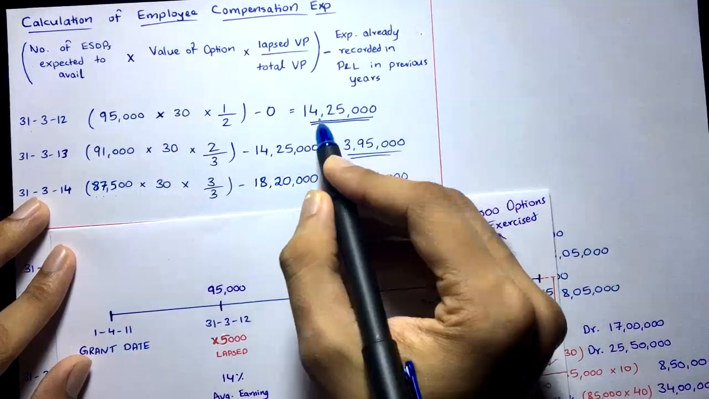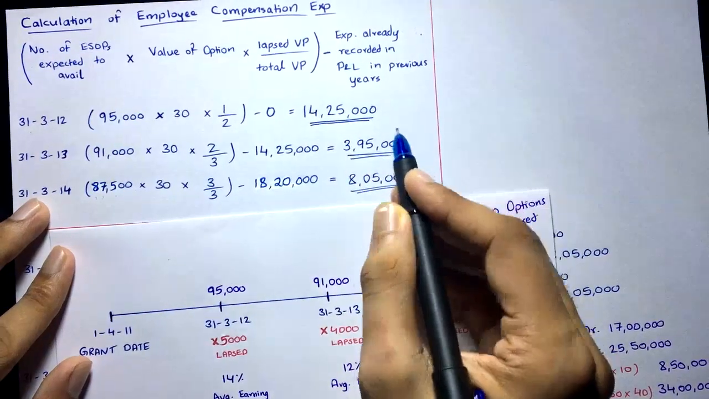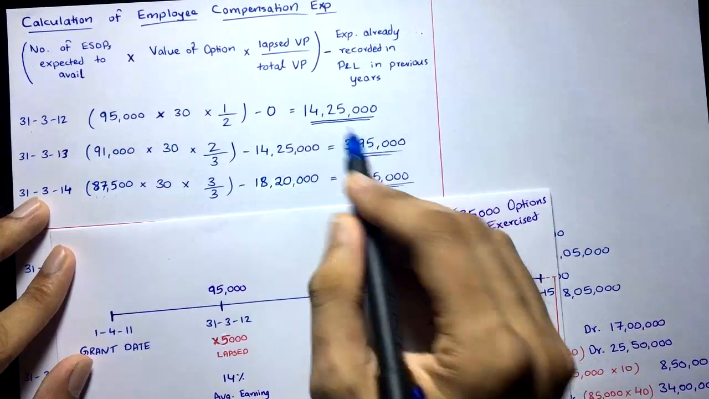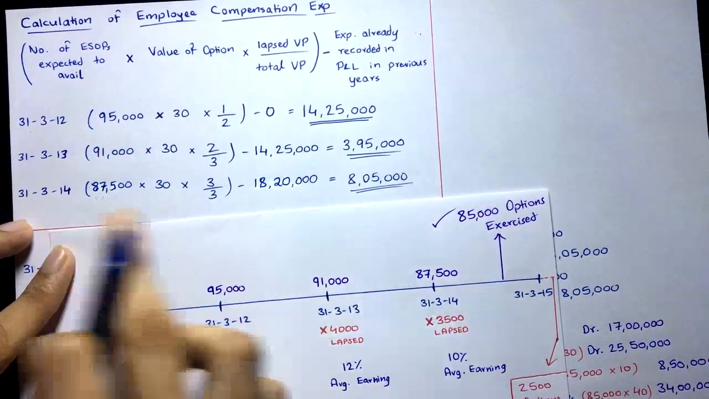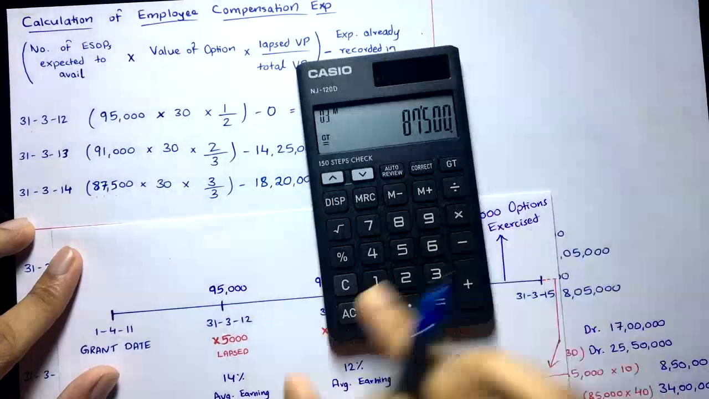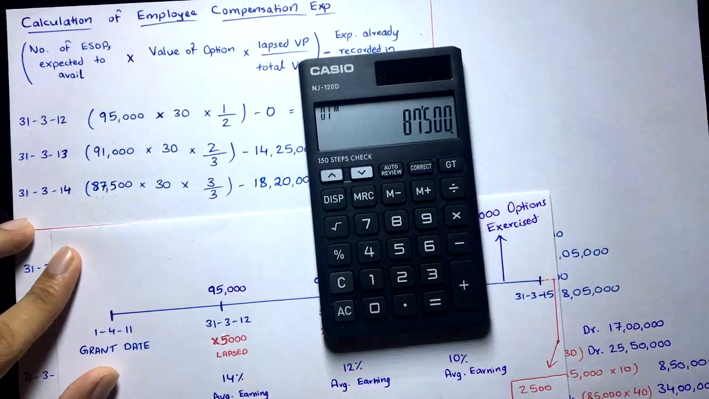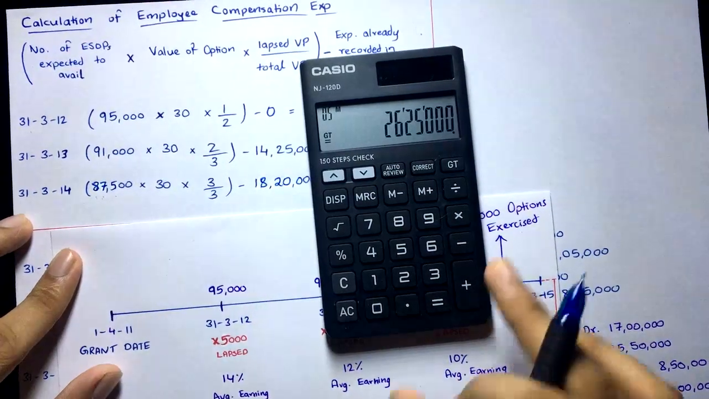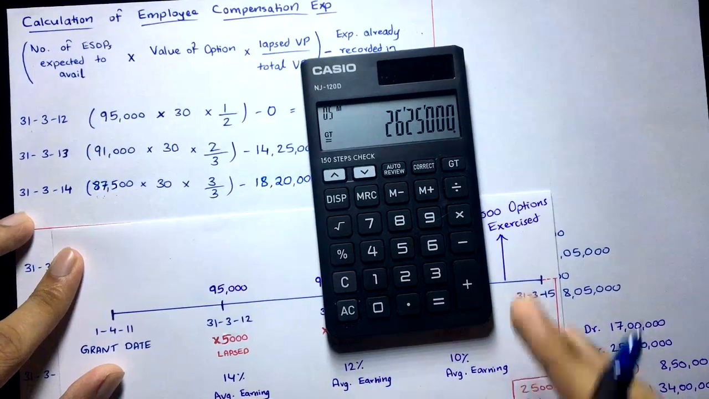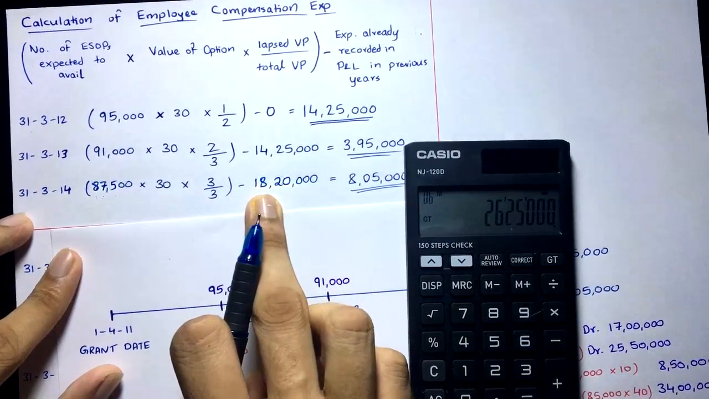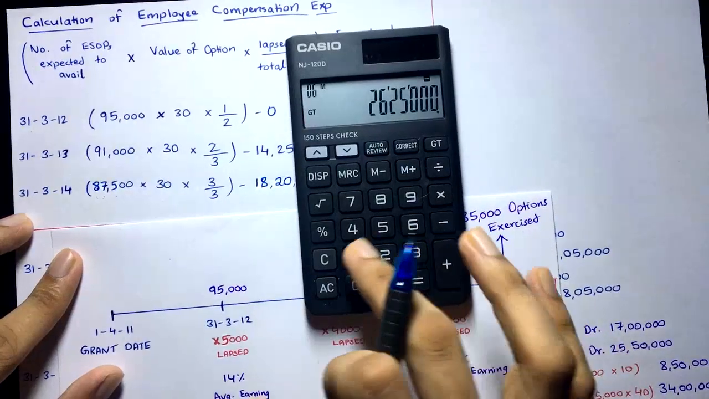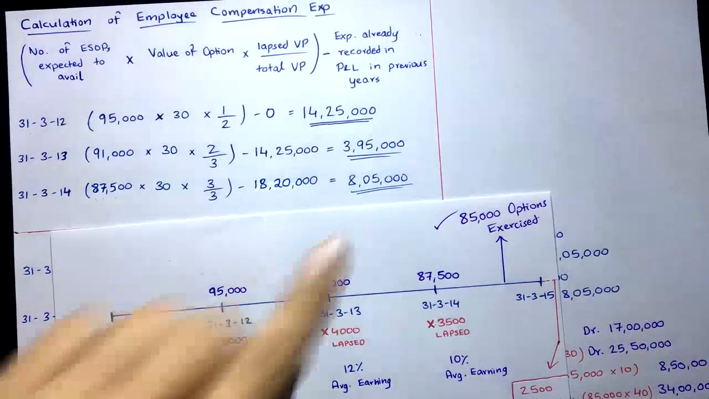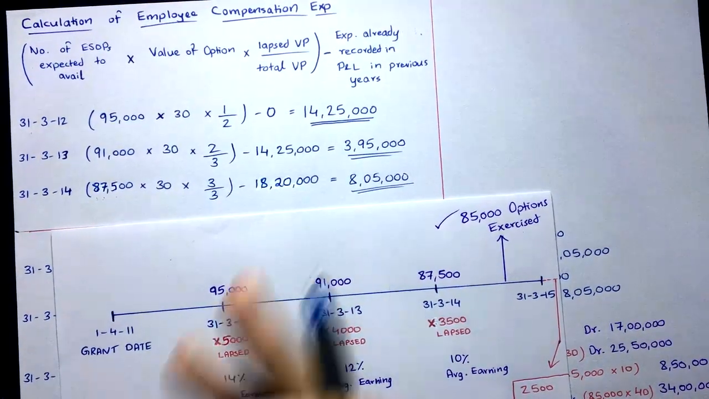So in the first year you have recognized employee compensation expense of 14,25,000. In the second year you have recognized 3,95,000. So add both of them together, and that would be equal to 18,20,000, and subtract that. So let's put everything into calculator. See here, 87,500 into the value of option into 3 divided by 3. Now it gets cancelled out, 3 by 3, you know that. So it's 26,25,000 minus whatever was previously recorded, minus 18,20,000, that's equal to 8,05,000. So that's the employee compensation expense.